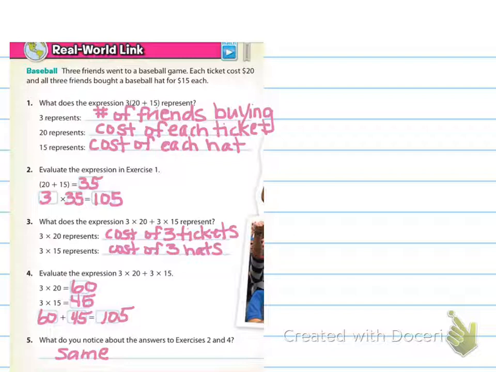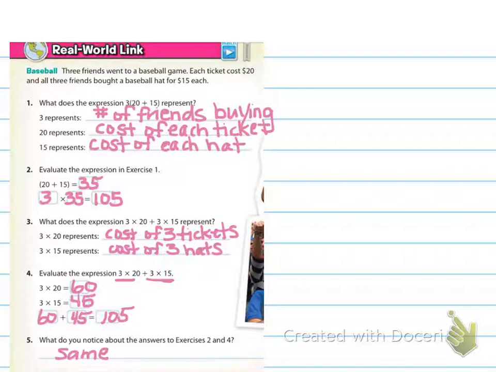Number 3 says, what does the expression 3 times 20 plus 3 times 15 represent? So 3 times 20 represents the cost of the tickets, and 3 times 15 represents the cost of the hats. And then evaluate the expression 3 times 20 plus 3 times 15. We would do 3 times 20, which is 60. Then we do 3 times 15, because remember, please excuse my dear Aunt Sally, so we're doing our multiplication from left to right. That would be 45, and then we take those 2 numbers and we add them together.